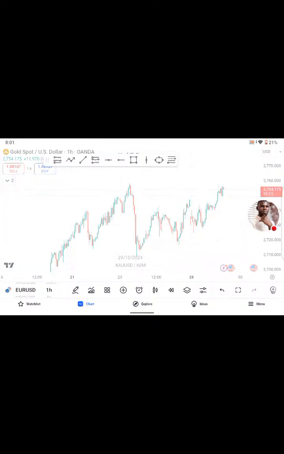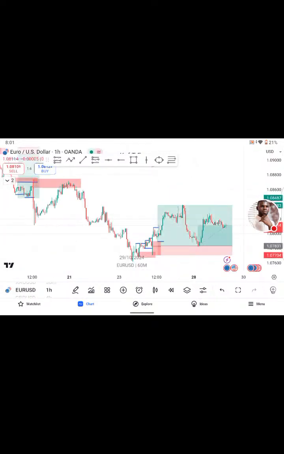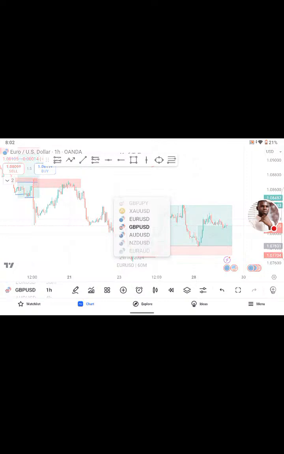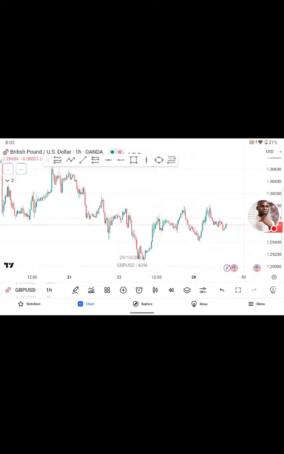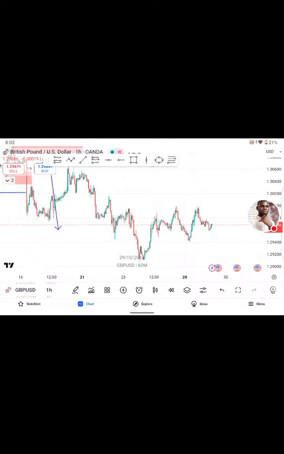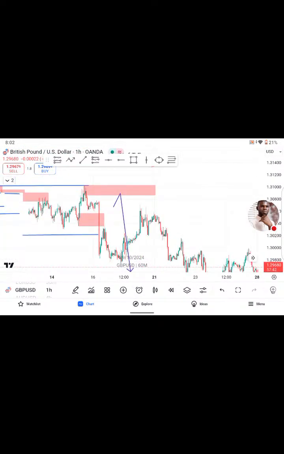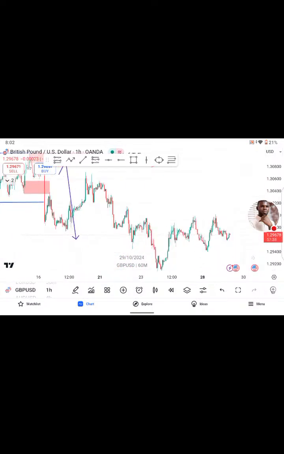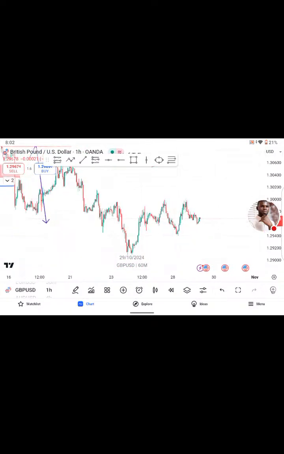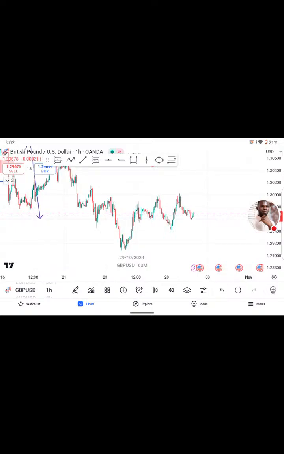Euro USD, it is still the one I did before, and it is still running in profit. GBP USD, for GBP USD, price did not even get to the 18 above, as you can see. That's it. So for now, I don't also have a setup on GBP USD.